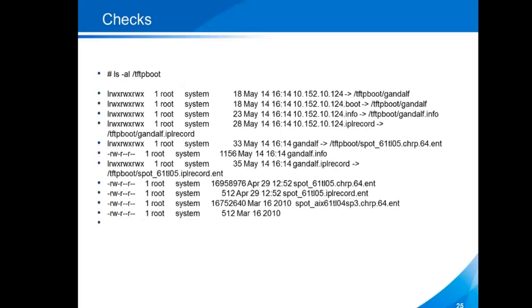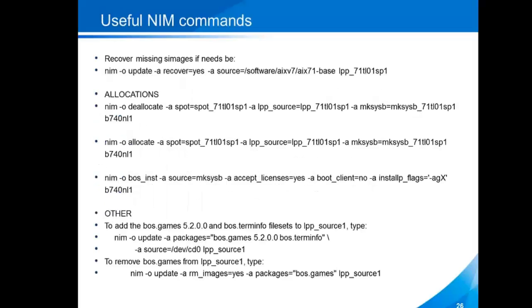If I now look in /tftpboot, you can see that I have a number of entries for Gandalf, and you should always see a .info file. And there's also an IPL record and so on and so on. So there's usually about 5 or 6 entries for an individual LPAR, and you'll see the spots that are being exported and so on.